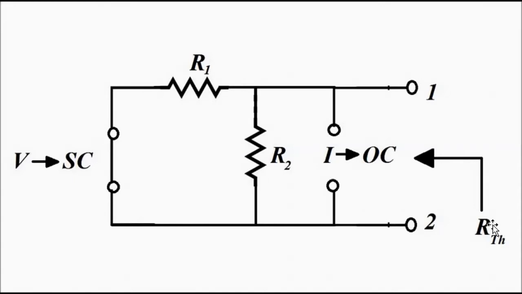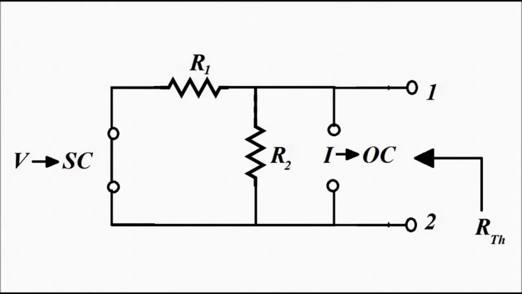For dependent sources present in the circuit, the analysis is a little bit different. We will take that up when we discuss Thevenin theorem with dependent sources. So that will be a separate series of videos. This is just for independent sources. So this is the Thevenin resistance.